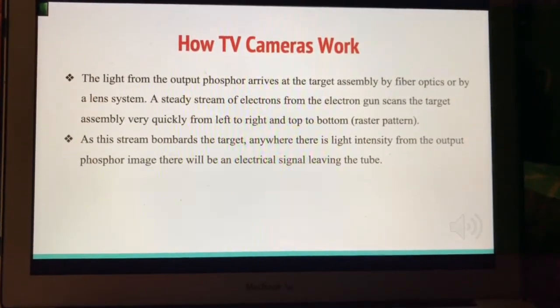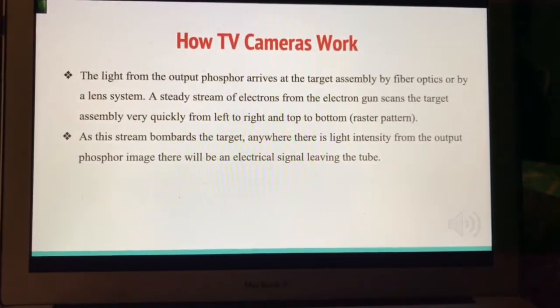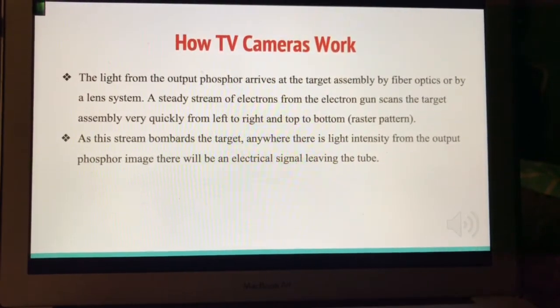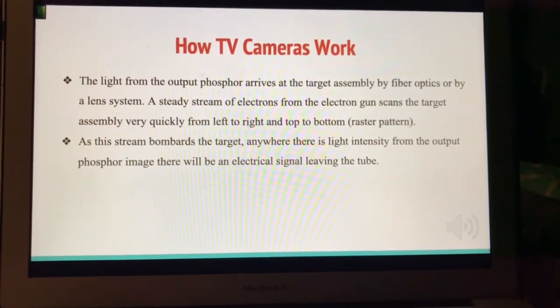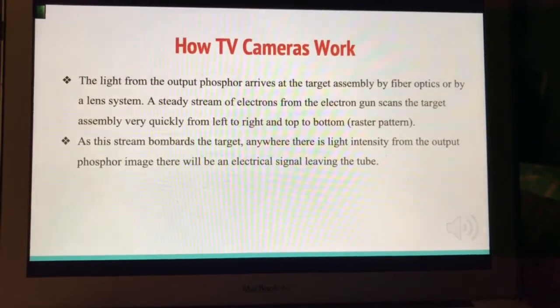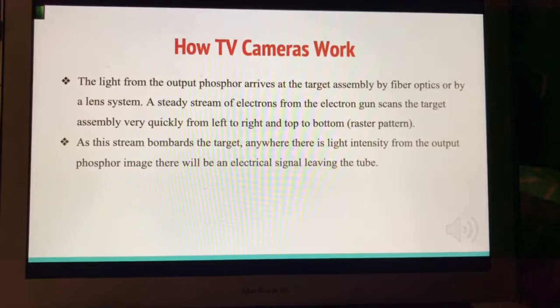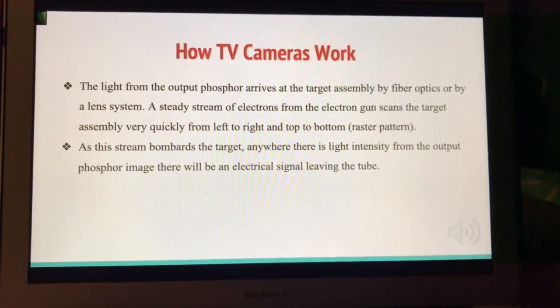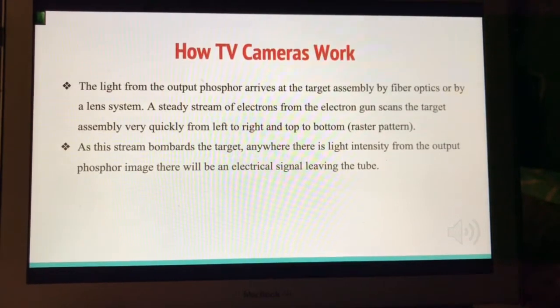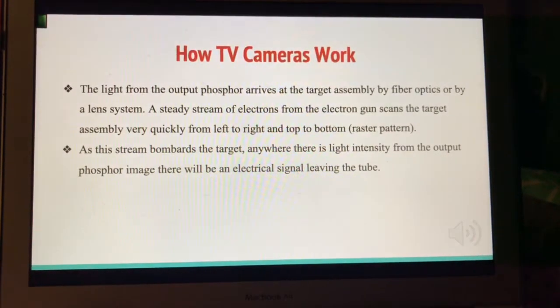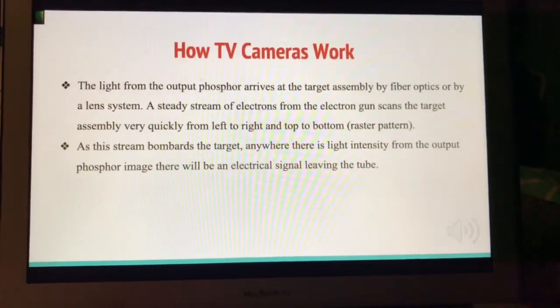So how it works is the light from the output phosphor arrives at the target assembly by fiber optics or by a lens system. A steady stream of electrons from the electron gun scans the target assembly from left to right and top to bottom. It's called a raster pattern. As this stream bombards the target, anywhere that there is light intensity from the output phosphor, the image there will be an electrical signal leaving the tube.